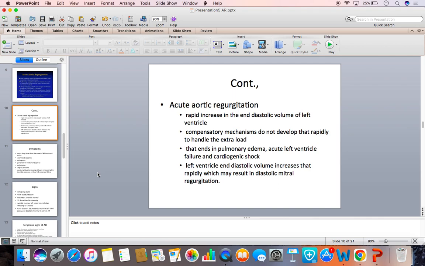So, left ventricular end diastolic volume increases so rapidly that it may result in diastolic mitral regurgitation. You see, the end diastolic pressure in the left ventricle is so high that it results in the diastolic regurgitation of the blood into the left atrium. That is diastolic mitral regurgitation. So most of the blood is regurgitated into the left atrium even during the left ventricular diastole, and the forward flow into the systemic circulation is dramatically reduced, resulting in cardiogenic shock and death in acute aortic regurgitation.